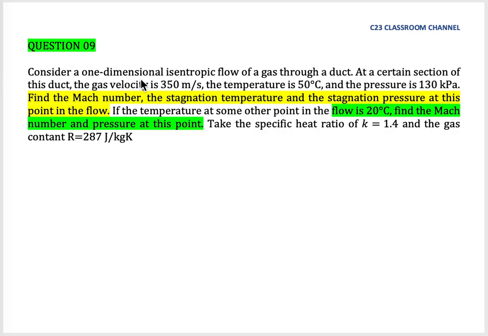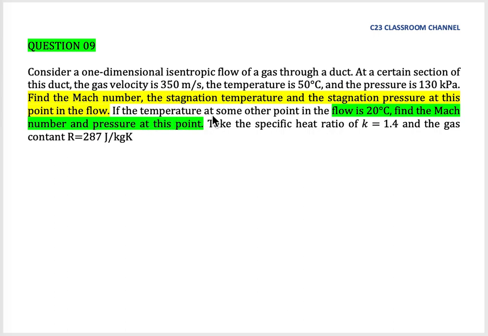Consider a one-dimensional isentropic flow of a gas through a duct. At a certain section of this duct, the gas velocity is 350 meters per second. The temperature is 50 degrees Celsius and the pressure is 130 kilopascal. Find the Mach number, the stagnation temperature, and the stagnation pressure at this point in the flow.